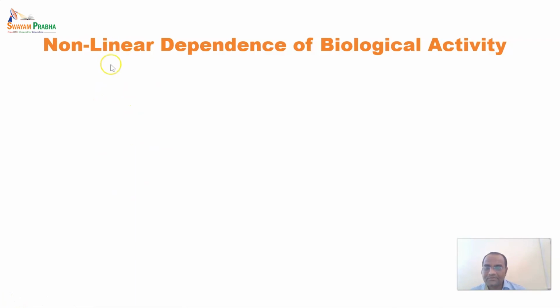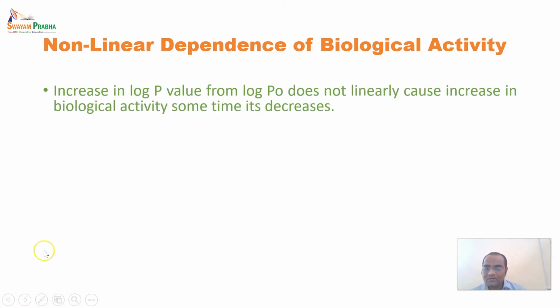Now after linear one, there is one more concept, that is non-linear dependence of biological activity. Increase in log P value from log P0 does not linearly cause increase in biological activity. Sometimes it decreases. So the meaning of this is, as lipophilicity increases, it does not mean that biological activity increases linearly. Sometimes it decreases and it shows a parabolic equation.